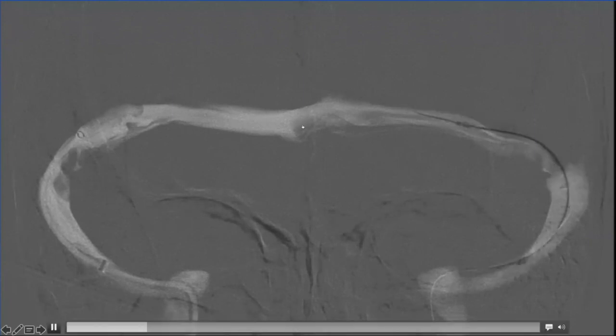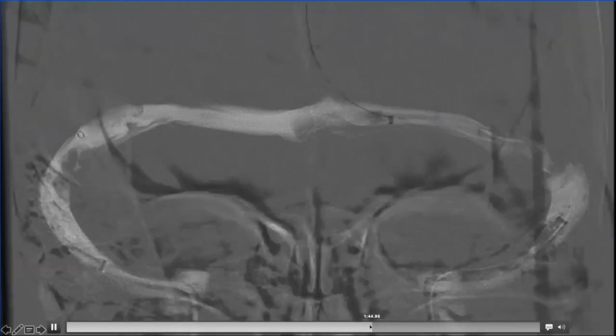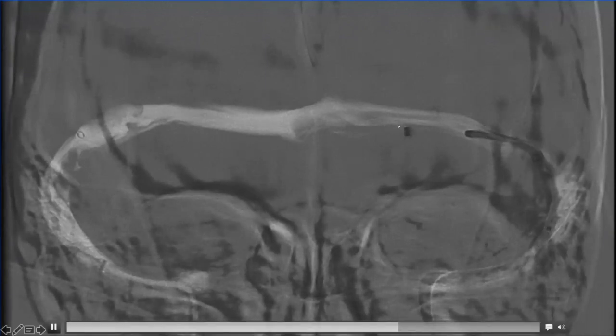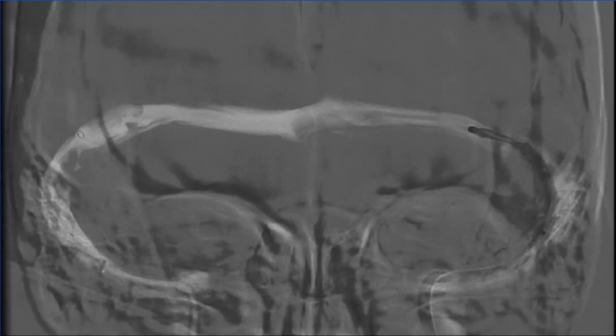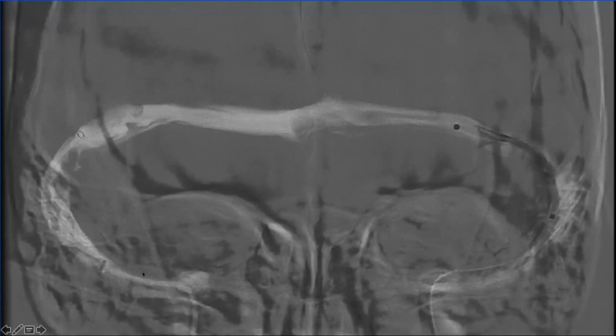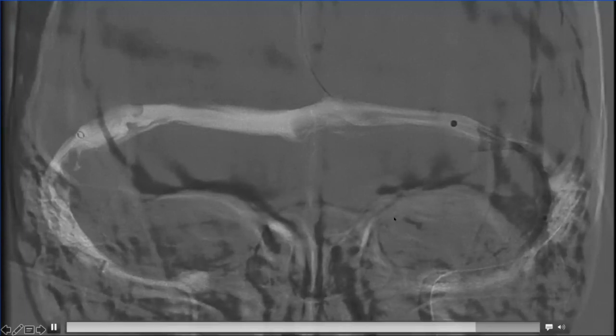But yeah, this is a case where we had a lot of difficulty getting through the lesion, and eventually we resorted to taking the Navion and dropping the stent through the Navion, and it turned out very well. So that's the other way that we've been dealing with these. It's good to know that the Zilver goes through the Navion. I didn't know that.